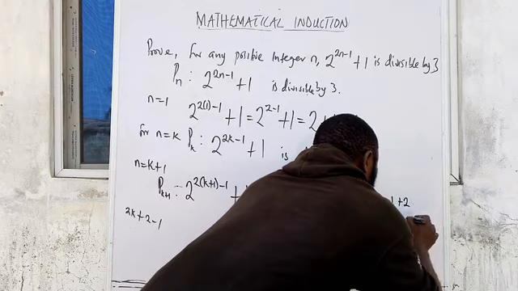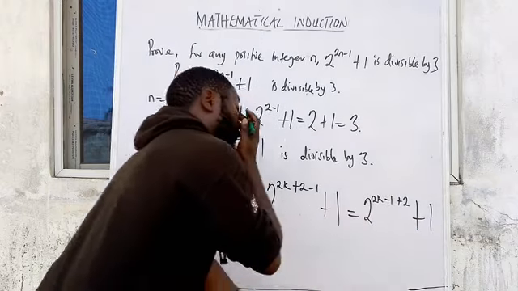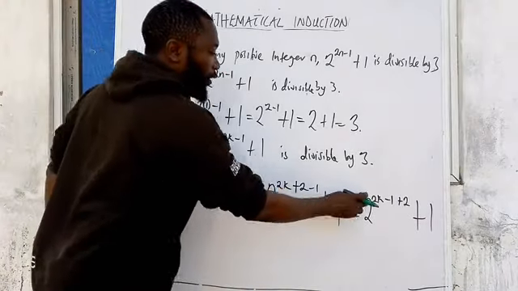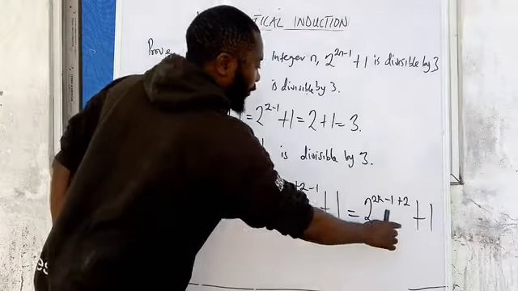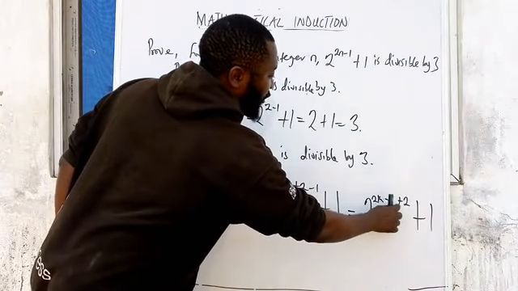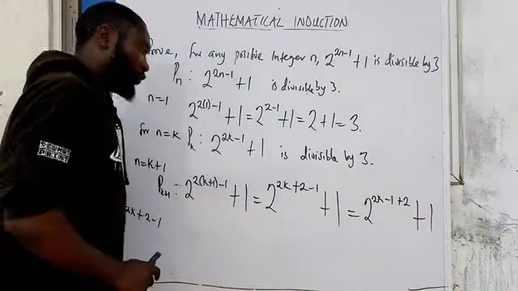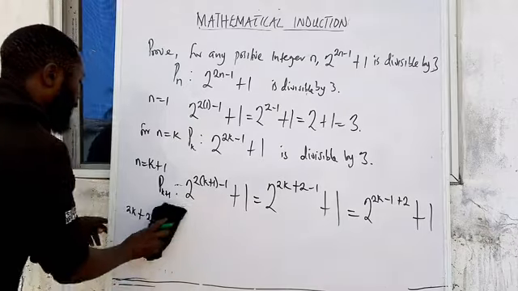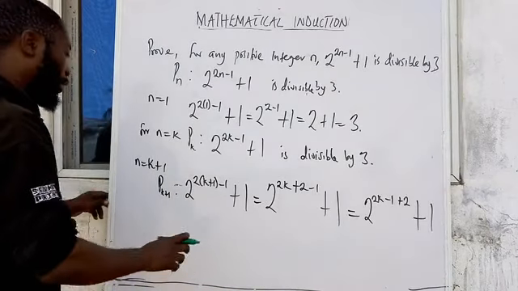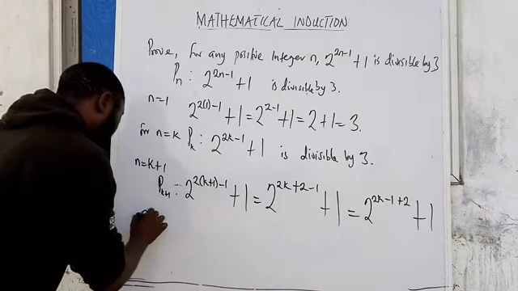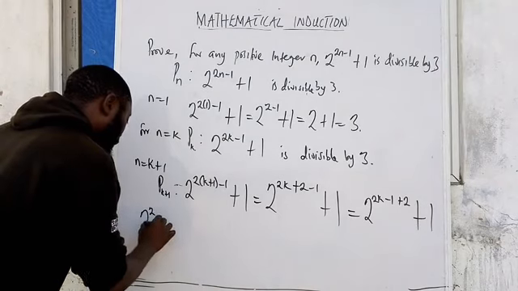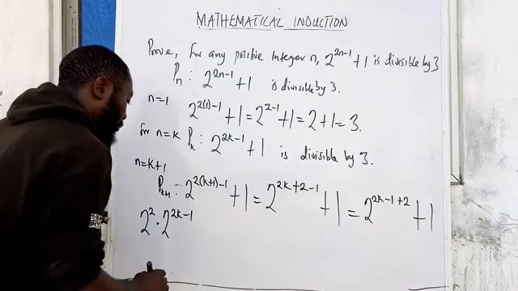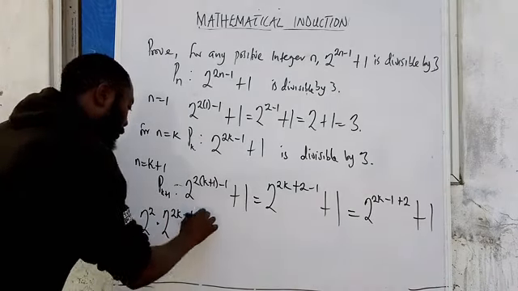plus 2, then plus 1. I just move that 2 to the back. So these two are looking similar now. This plus 1 is there, but you cannot separate this like that. So what we need to do, we are going to apply the knowledge of indices now. I'll use it to separate. So now we have 2 raised to the power of 2 times 2 raised to the power of 2k minus 1. This is what you have there, plus 1.